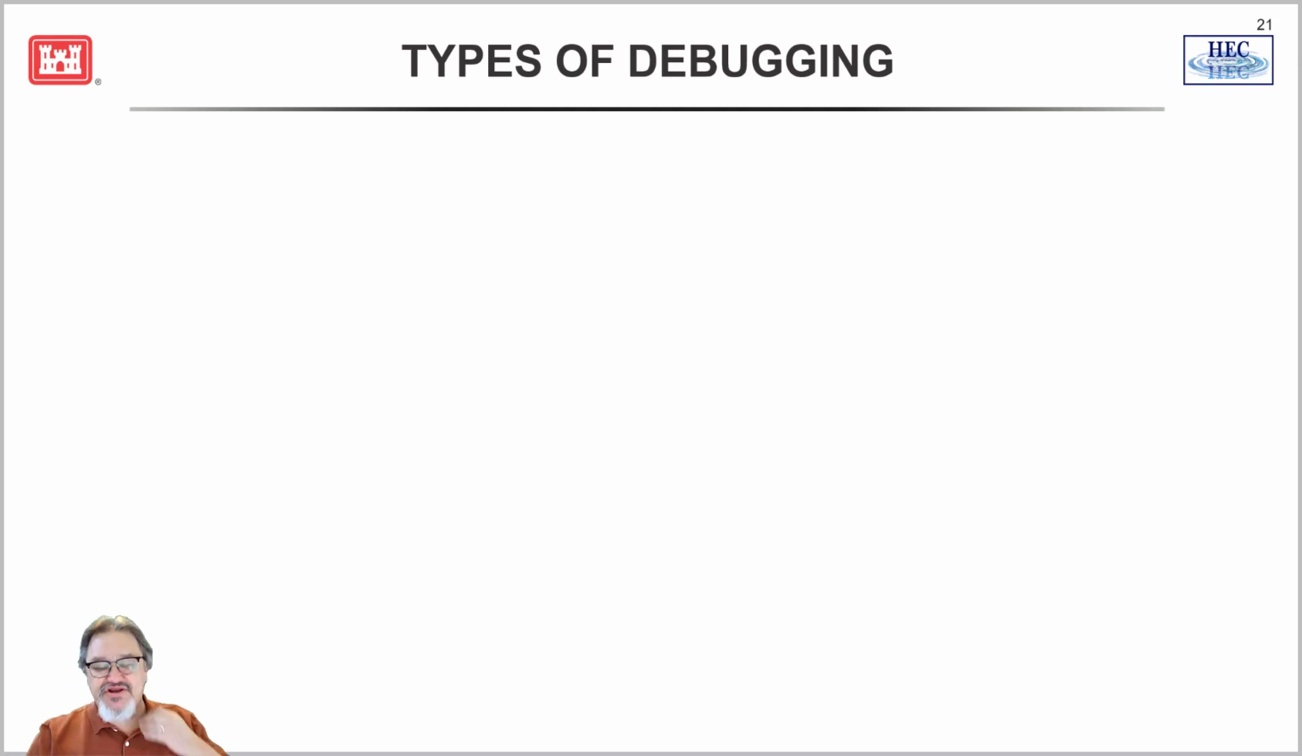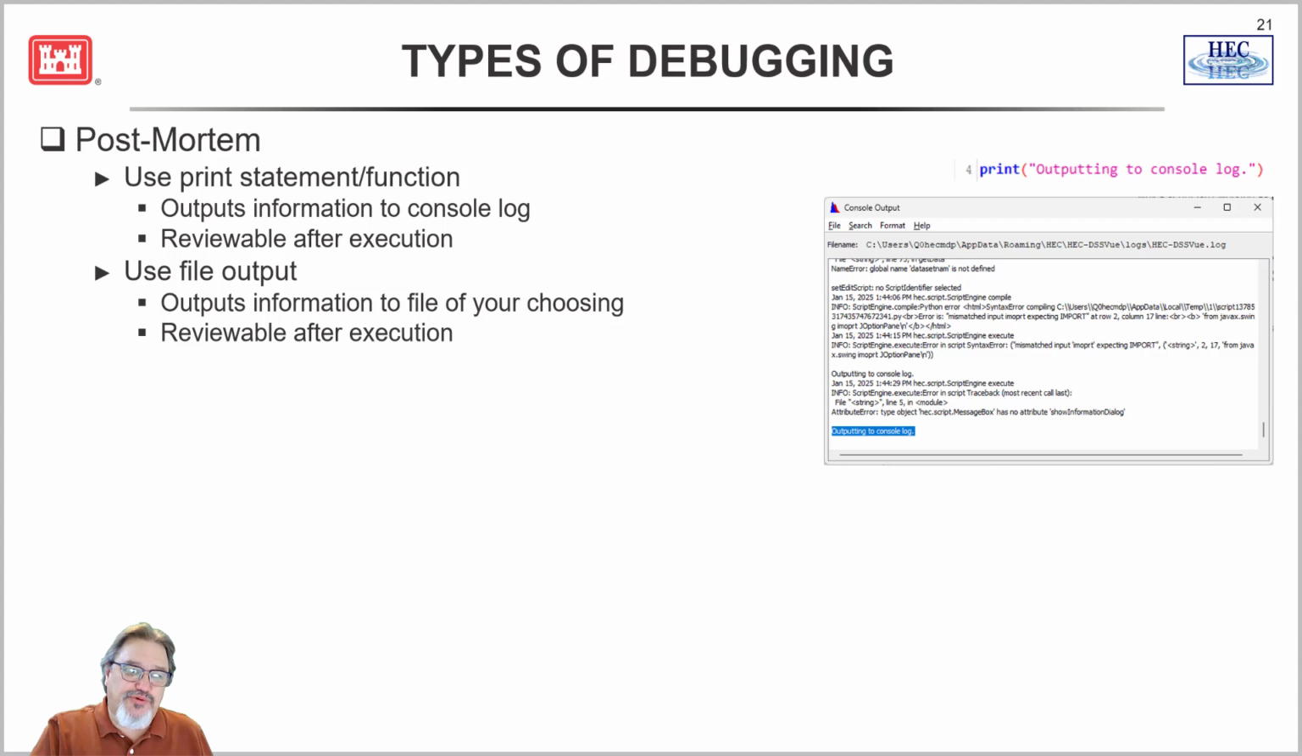Okay, so let's get into the types of debugging. There are 3 types we want to talk about, and they're all useful. This first one is probably, for scripting, the most frequently used. Call it postmortem debugging, and also you can say debugging by print statement. So we use the print statement in Python. Jython still has a print statement. You can also use the print function, which is preferable. It's also compatible with Python 3.